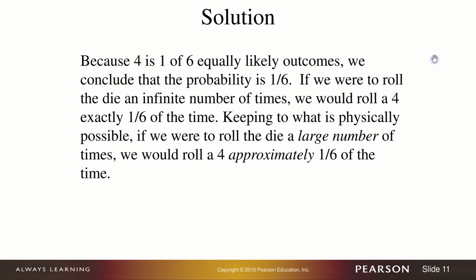Now, we know what that means from the standpoint of theoretical probability, right? But from the standpoint of experimental probability, it means if you were to roll a die a very large number of times, you would expect the outcome to be 4 approximately 1/6 of the time, right?